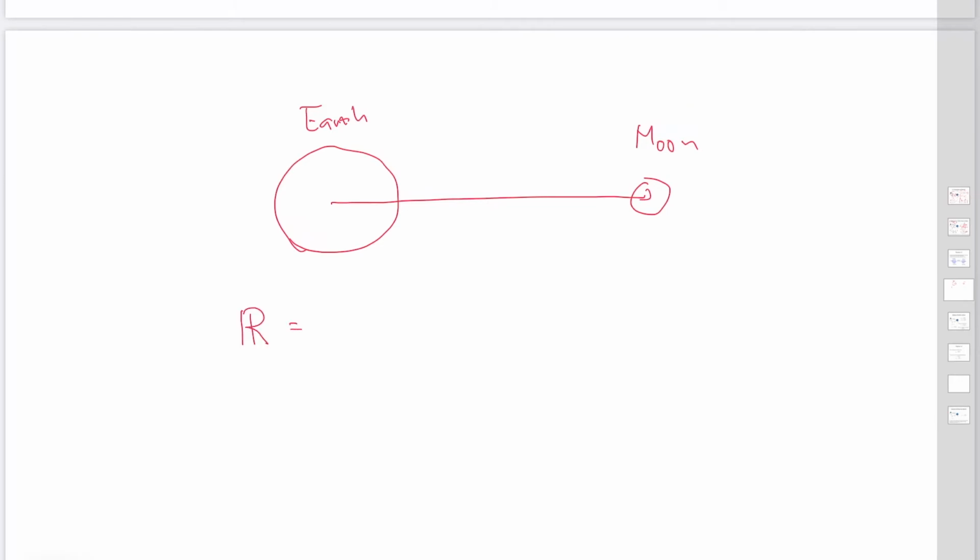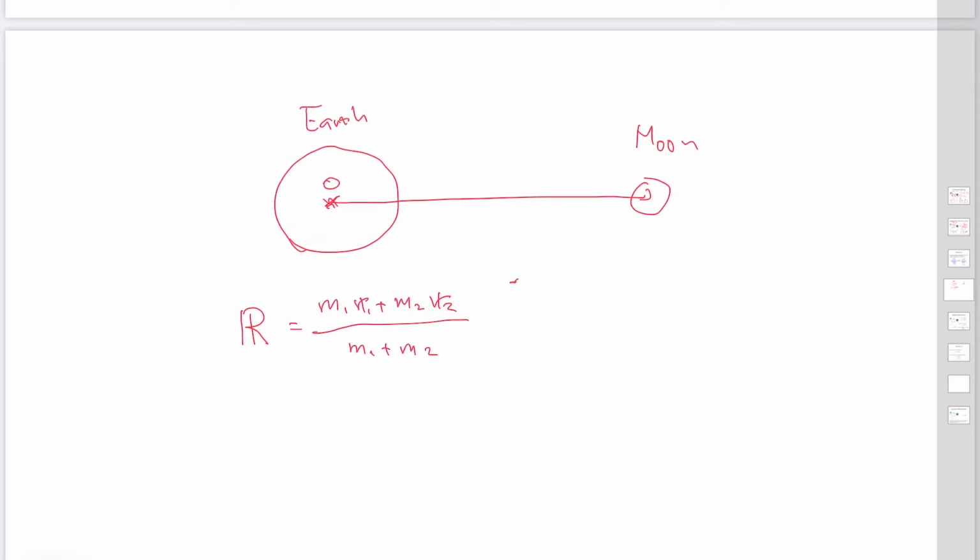The position vector of the center of mass is expressed as m sub 1 r sub 1 plus m sub 2 r sub 2 over m sub 1 plus m sub 2. In this case, we choose the origin to be located somewhere here, for example. But we are free to choose the origin, so you can choose the origin to be exactly at the center of the Earth. This is the origin. Then what happens?